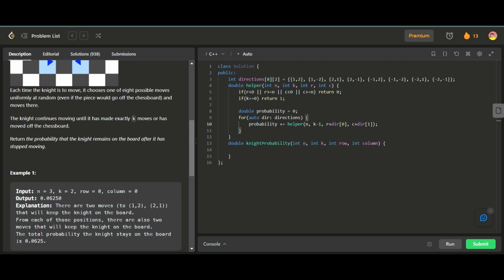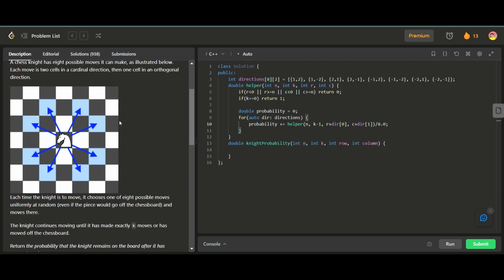Here we can see that it will go to the next possible position with respect to this array that we have defined. Now what I forgot here is dividing each by 8.0. So suppose there is only one move, so what happens, it goes from here to here, and there k becomes 0, so the probability returned is 1. So that move was safe, so it becomes 1 by 8.